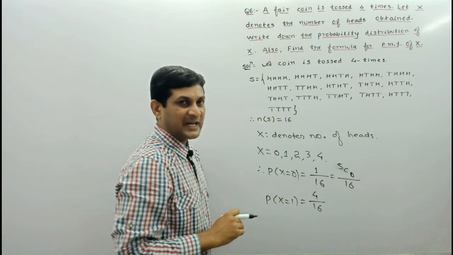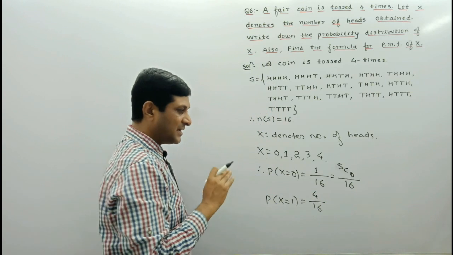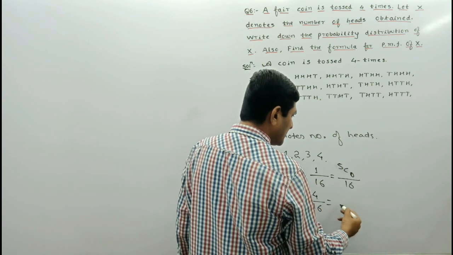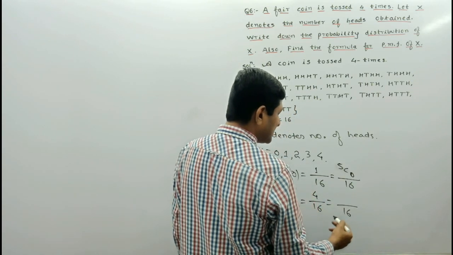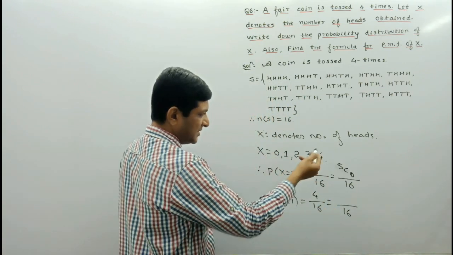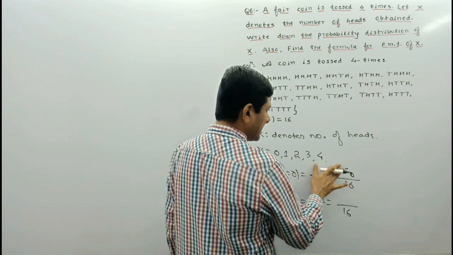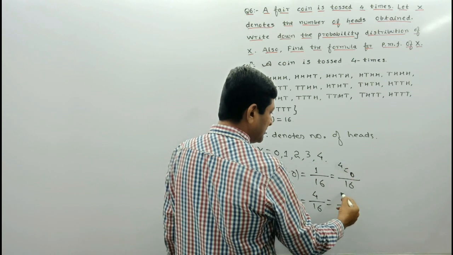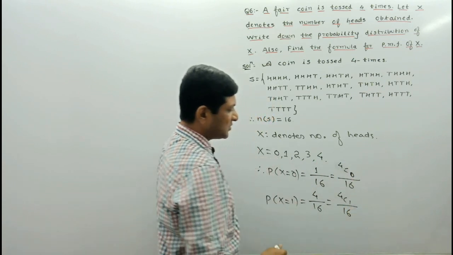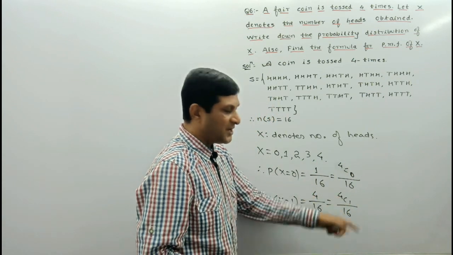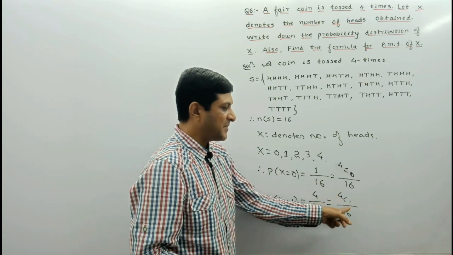4 such elements are there in which number of heads are 1. So probability is equal to, in the denominator 16, keep it as it is. Total here it will be equal to 4. Better way, write down 4C0, here 4C1. So 4 is nothing but the value of 4C1. So that's why I'm replacing it by 4C1.